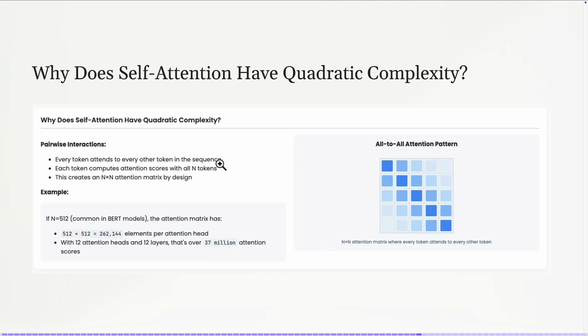Every token attends to every other token. So we have n by n. Each token computes an attention score with all n tokens, and this creates an n by n attention matrix by design. So in the case of BERT with 512 tokens, the attention matrix has 262,144 elements per attention head. Okay, and if you have 12 attention heads, you have 3 million attention scores. This is in one attention block. Then if you make multiple blocks, you're going to have much more.